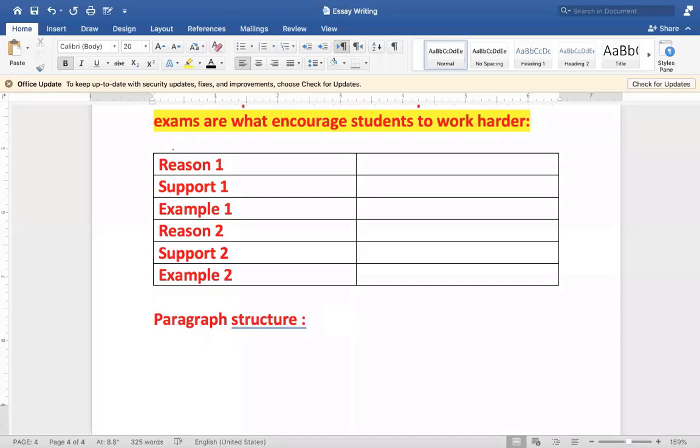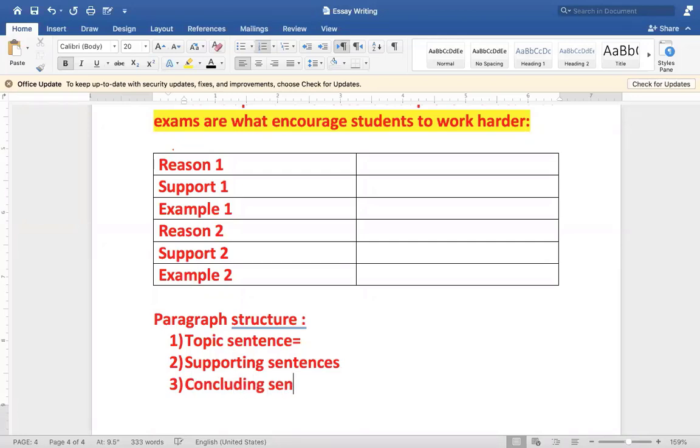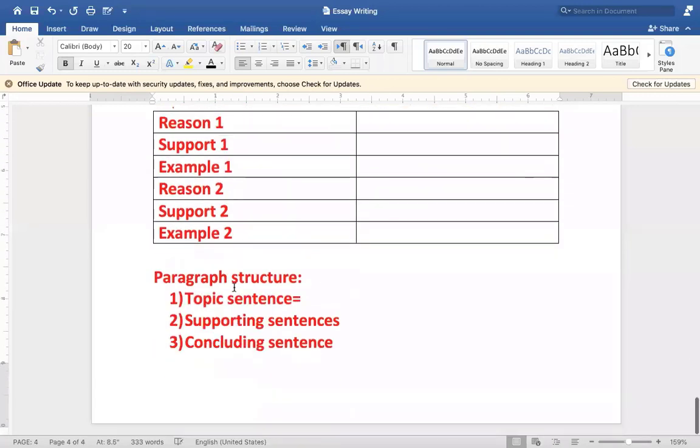Any paragraph must have three parts. It must have something called a topic sentence, and it must have something called supporting sentences, and it must have something called a concluding sentence. So what does it have again? It has a topic sentence, it has something called supporting sentences, and a concluding sentence.